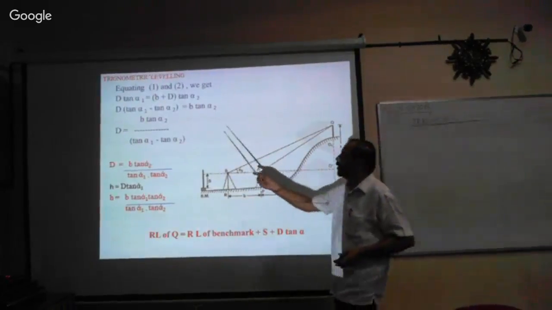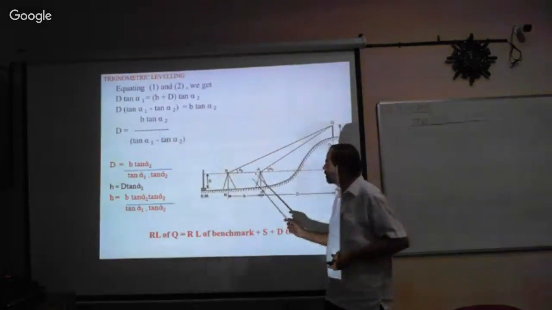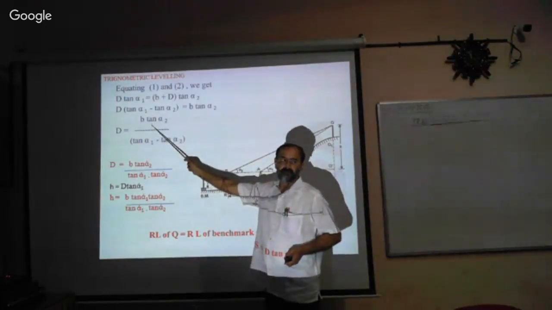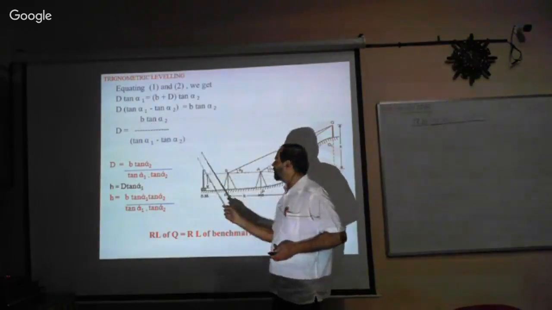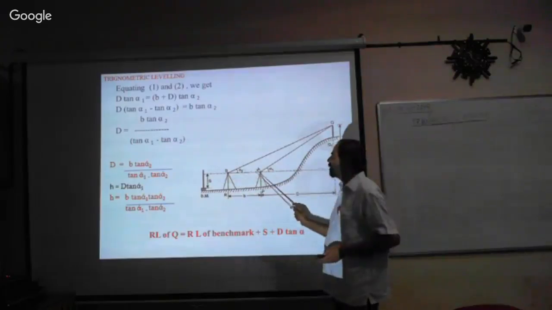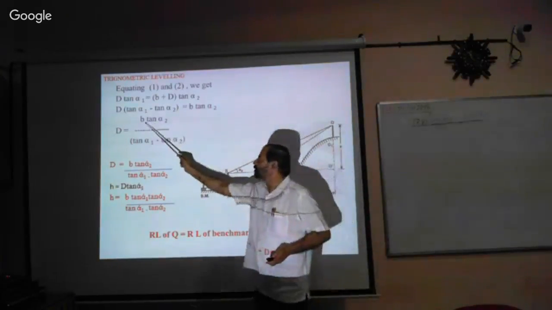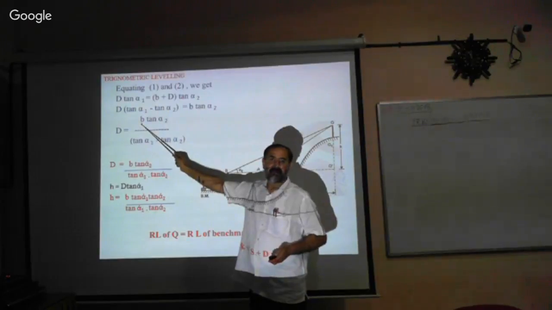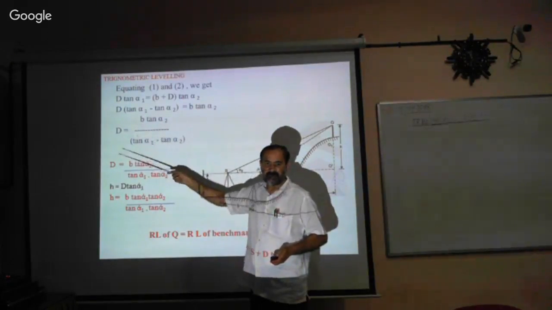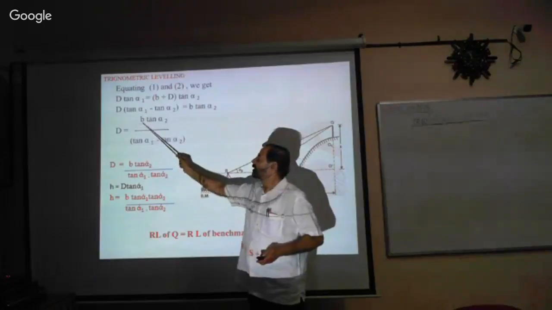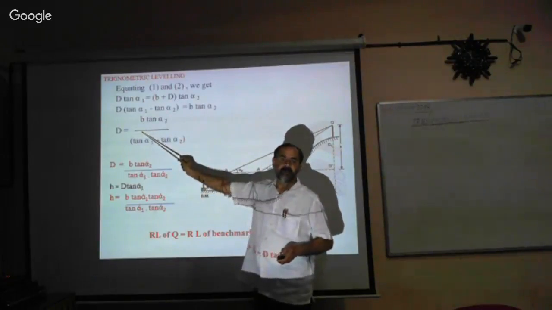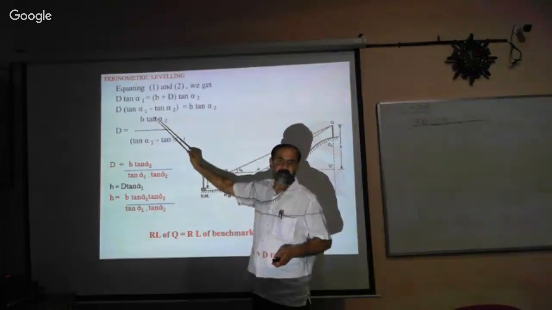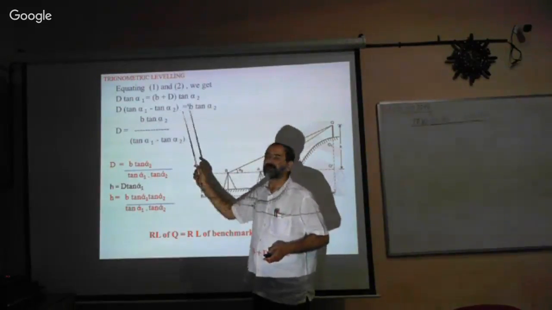See now, for this case, D is equal to this much. Now suppose there is a difference in the instrument axis. Now B becomes how much? B becomes B plus S cot alpha 2, the whole thing multiplied by tan alpha 2.